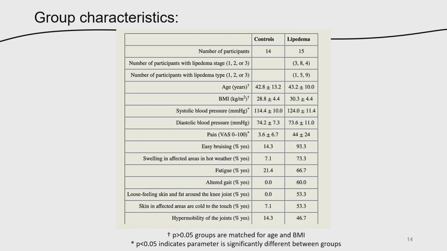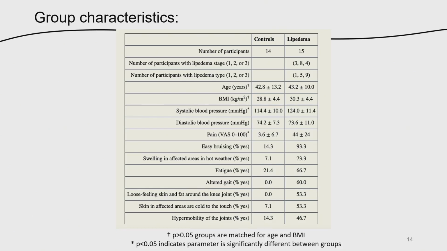Okay, so in our first study, we enrolled 14 controls. These are women without lipedema who have similar BMI, and 15 patients with lipedema. Overall, the groups were matched for age and BMI. I just want to point out that the lipedema cohort had quite a bit more pain assessed on the visual analog scale in their legs. And all of these other symptoms were with higher frequency.